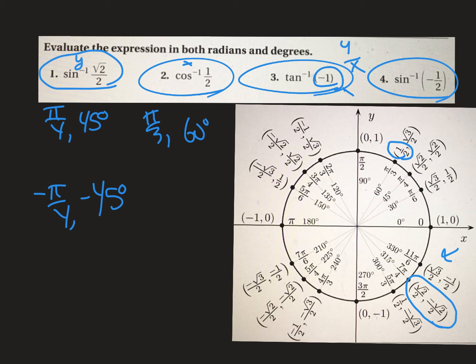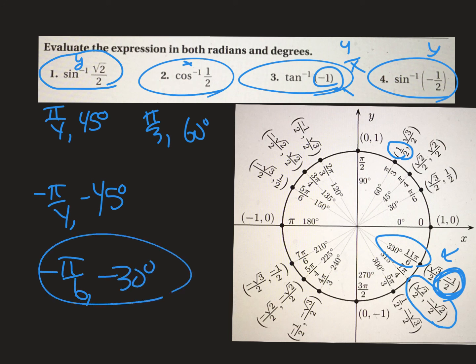Number 4, where is sine negative 1/2? Okay, if it's sine, it's the y. It's got to be quadrant 4. It's right there. I'm trying to circle. I got so many circles going on here. Where is that? It's 11 pi over 6 and 330 degrees, but you can't write it that way. You just got to go negative angle when you're doing the inverse sine or tangent. So I'm going to put negative pi over 6, which is where we are, and also negative 30 degrees, instead of putting those big numbers.